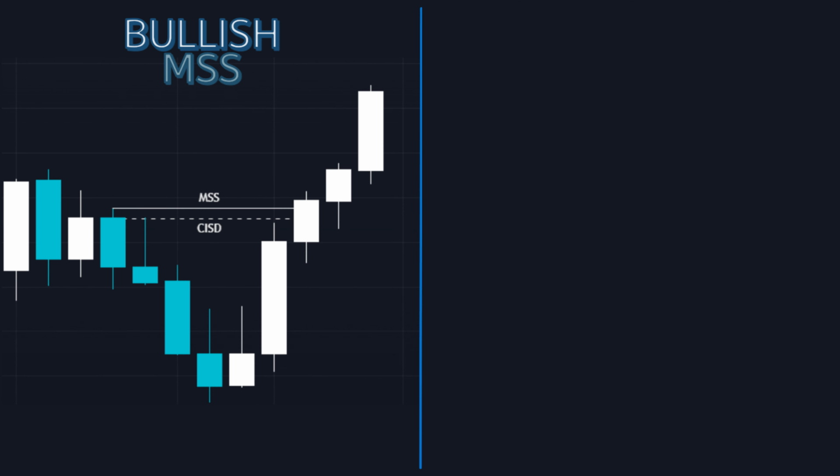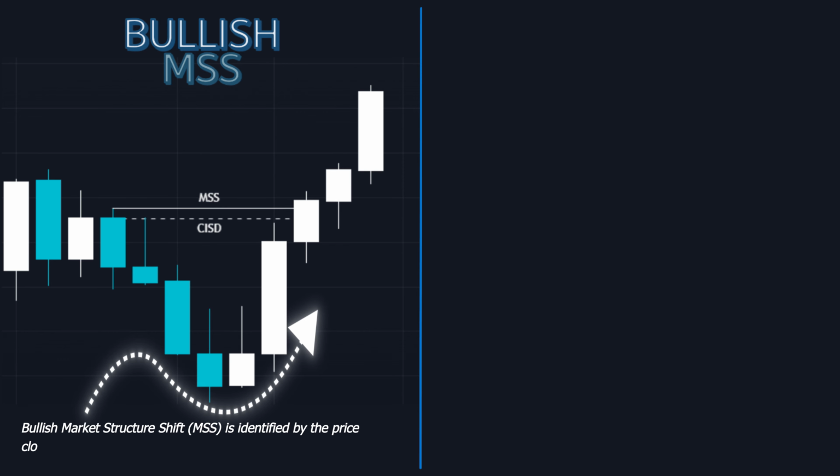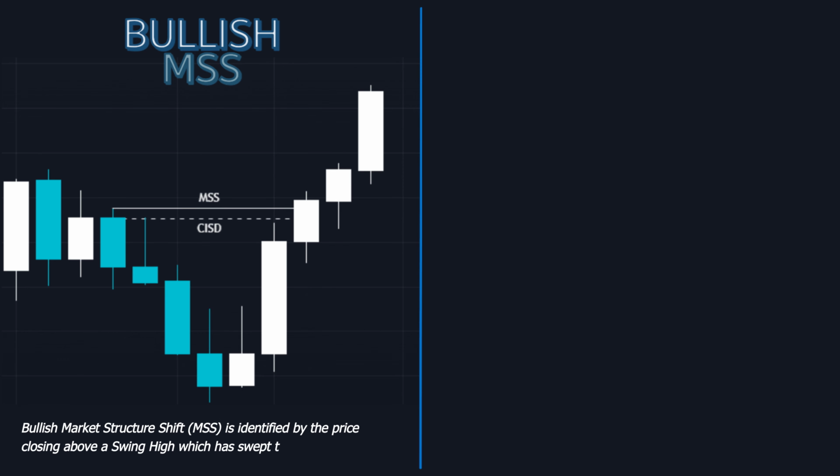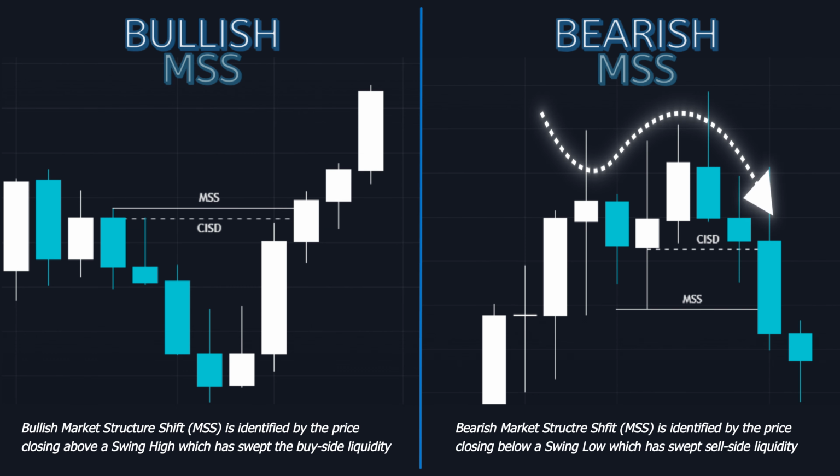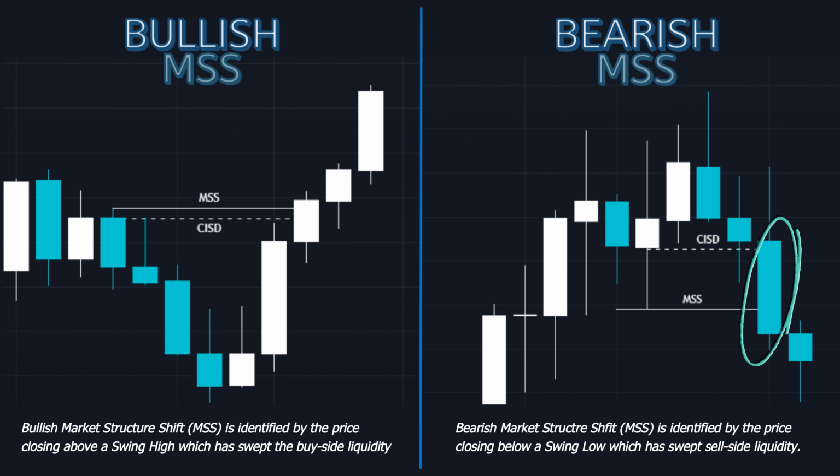Now let's take a look at two different types of market structure shift. Although this is similar to change in state of delivery in that we're also looking for a change in sentiment and trend, for the bullish case, we're changing from bearish sentiment into a bullish sentiment. Instead of looking for a close above a series of down-close candles, we're looking for a displacement close above a swing high. And vice versa, for the bearish market structure shift, instead of looking for a close below a series of up-close candles, we're looking for a close below a swing low instead.